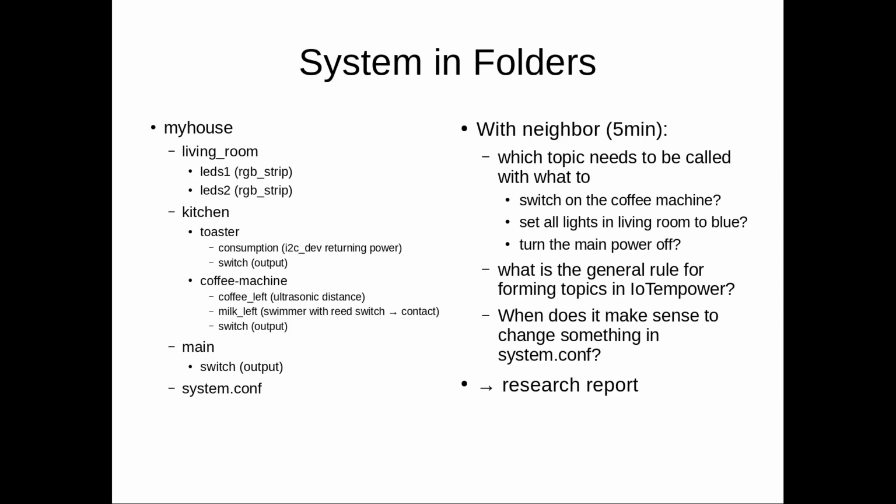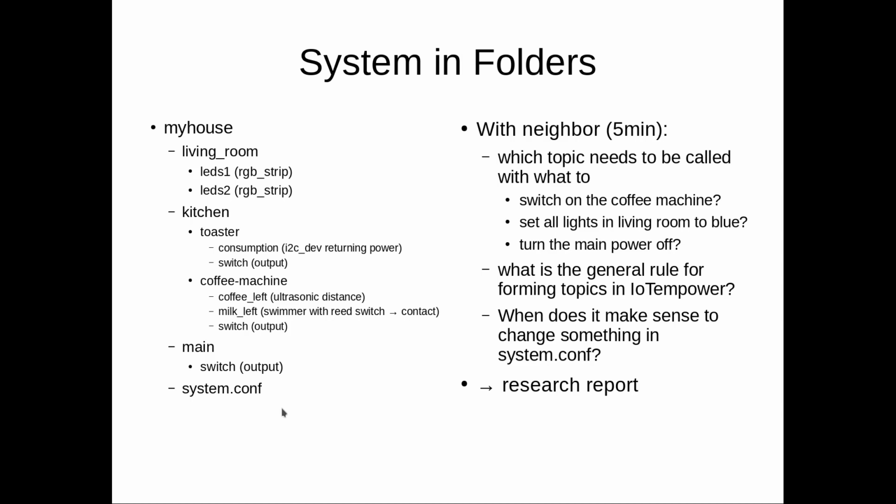The LEDs have a topic RGB strip, each of them, and the toaster has consumption and switch, and the coffee machine has coffee left and milk left and switch, and each of them are specific devices in here. And then there is a main power, and the system.conf is at that position. Yeah, the system.conf is in my house, and then are these subfolder structures.